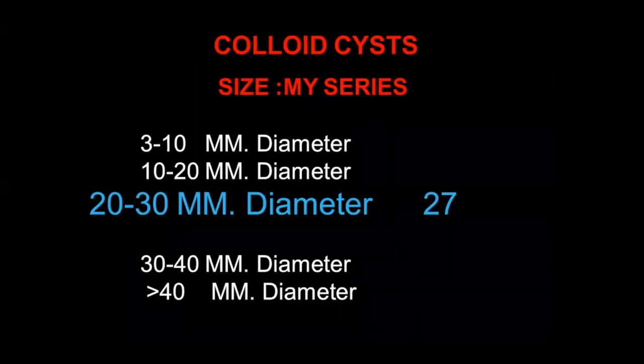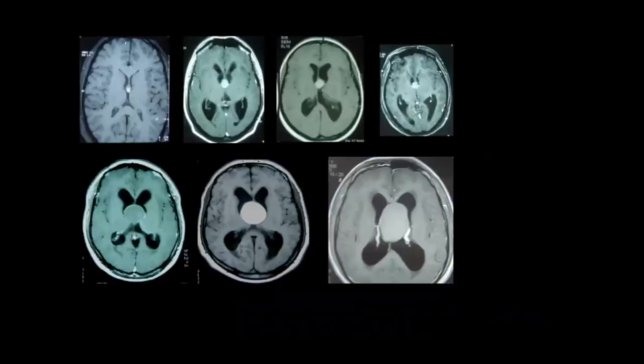What about the size of these cysts in my series? A good chunk of them, 27 of them, had a large diameter, 20 to 30 millimeters or 30 to 40 millimeters. And these are different sizes of the colloid cyst in my series.